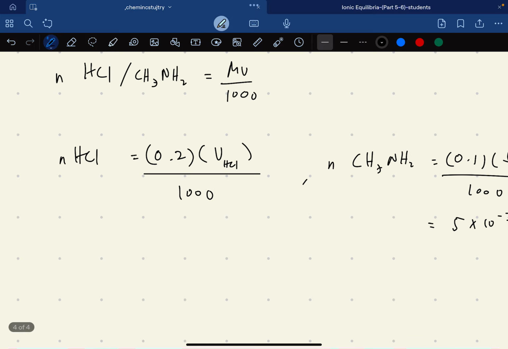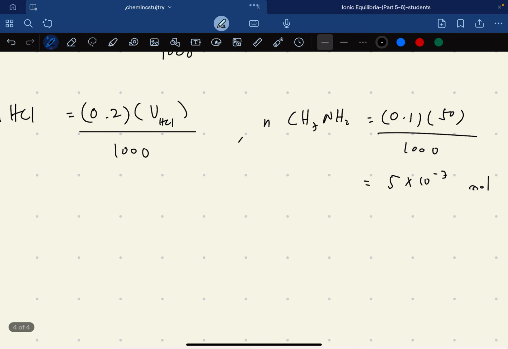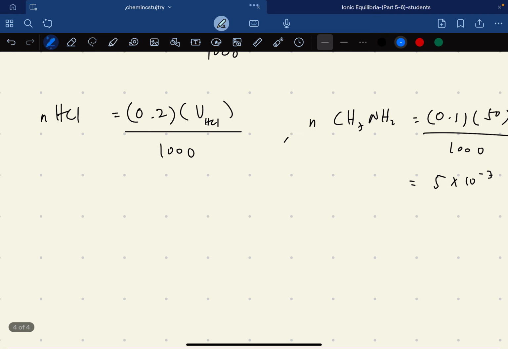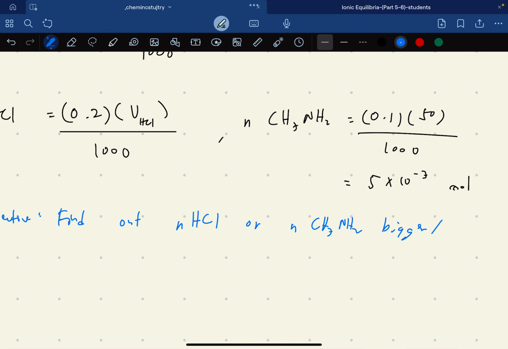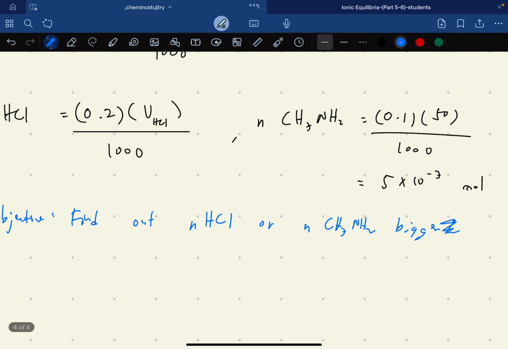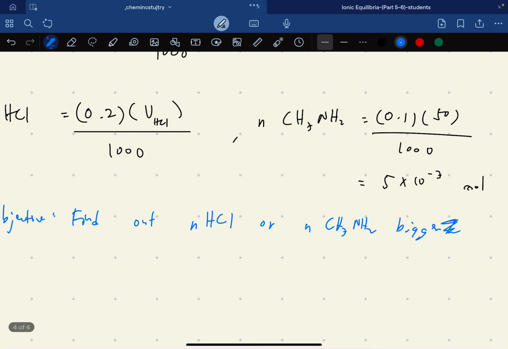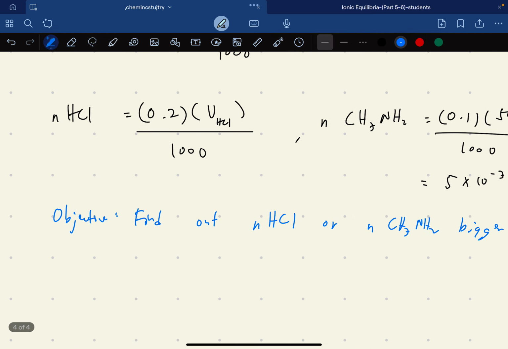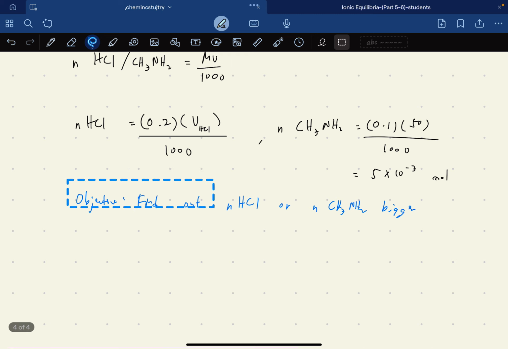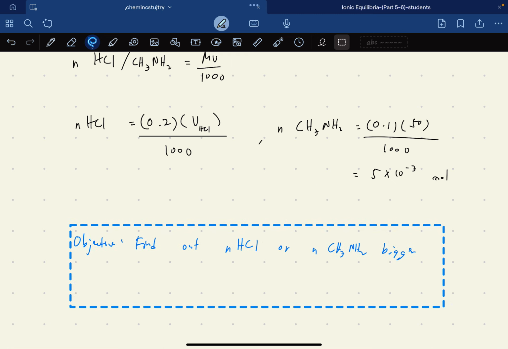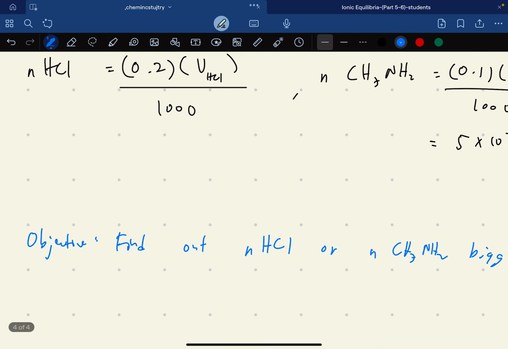Okay, now we have to find n of HCl because we have to know whether or not it's limiting. Because to know limiting, okay, just write our objective. Objective: find out n of HCl or n of CH3NH2, bigger or smaller. Bigger. So which one is bigger? Is this one bigger or is this one bigger? Okay, but we need to know the volume of HCl to know which one is bigger. Okay, so what we have to do is we can use this formula because it's at the equivalence point.